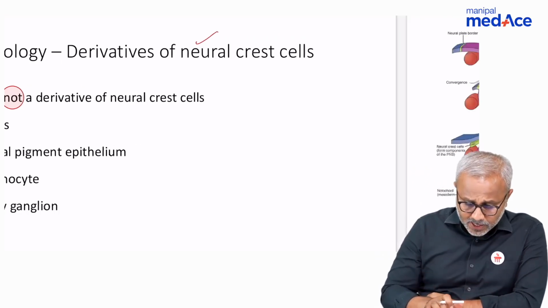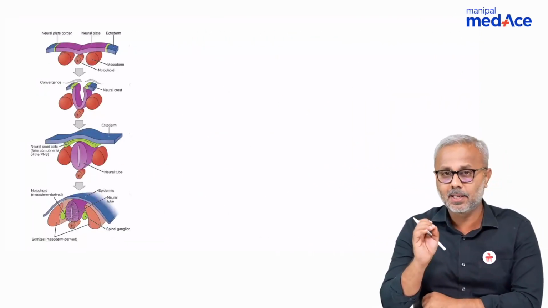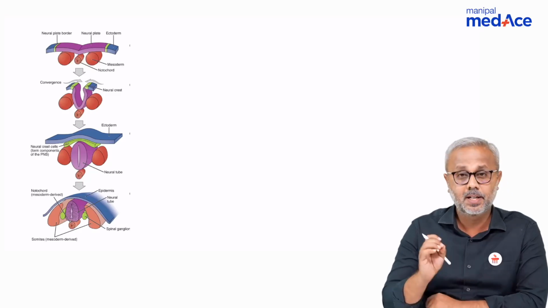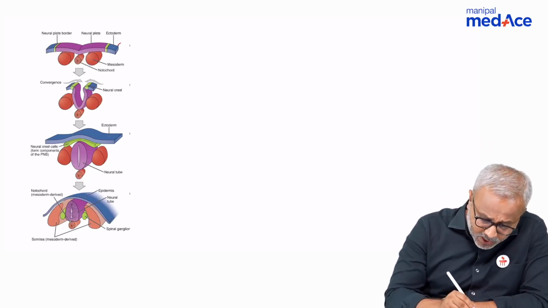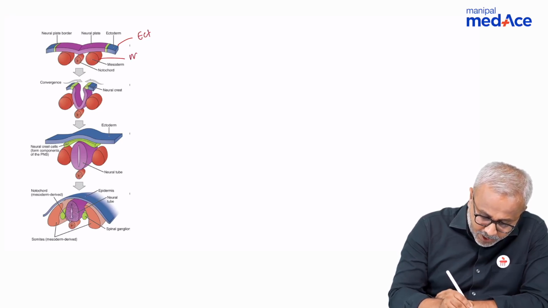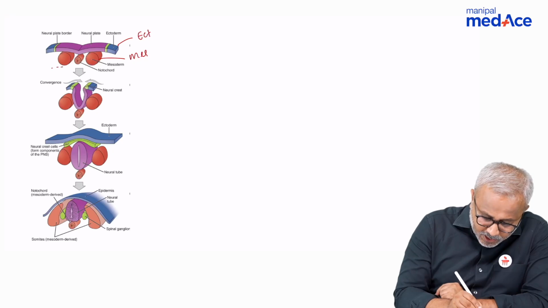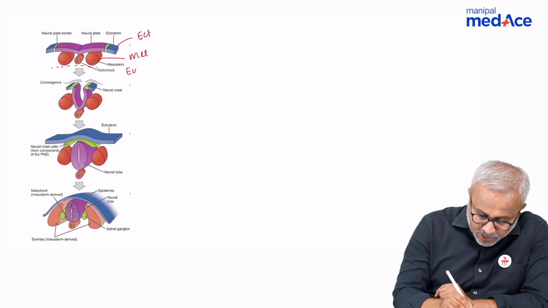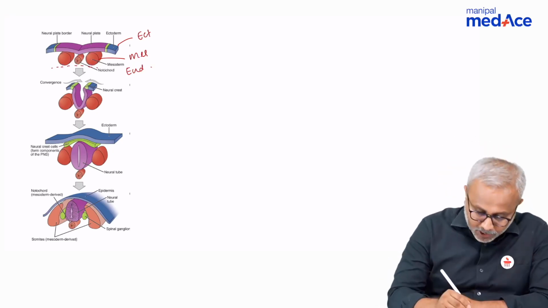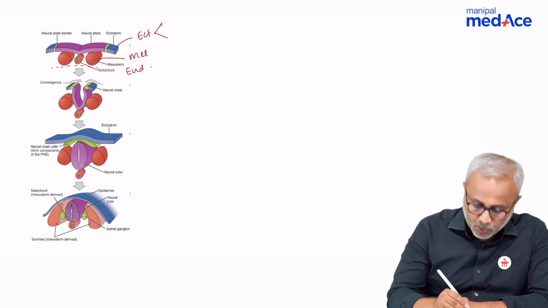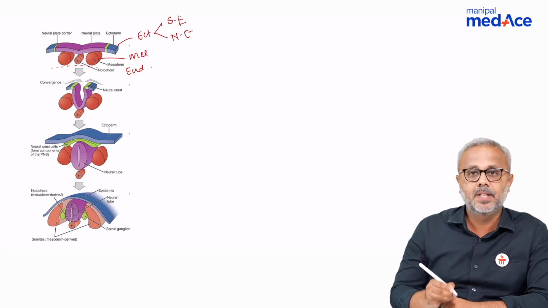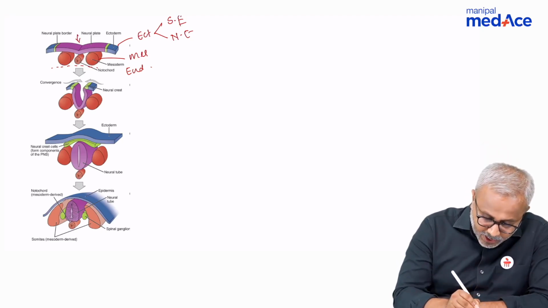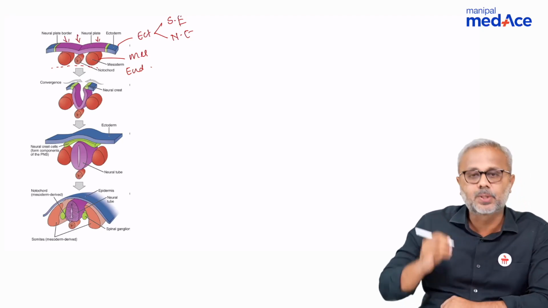Let's go back and try to learn a little bit about neural crest cells. Now remember, we have three definitive germ layers. The first one is the ectoderm, then we have the middle mesoderm, and the innermost layer is the endoderm. The ectoderm is further subdivided into two: one is surface ectoderm and the other one is neurectoderm. The neurectoderm is the central part of the ectoderm.